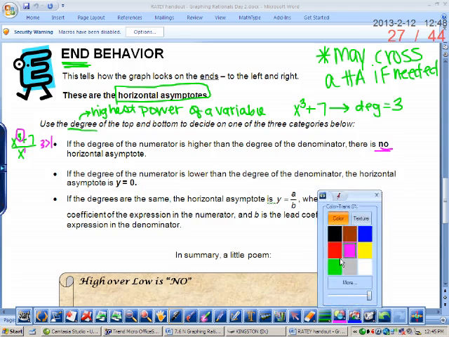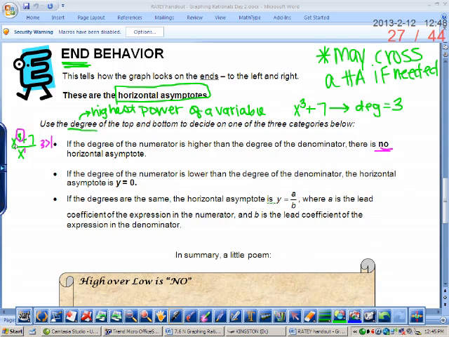Okay? If the degree of the numerator is less than the degree of the denominator, so if we had (x - 2) over (x² + 7), what's the degree of the numerator? 1. What's the degree of the denominator? 2. Now the numerator is less than the denominator. So that's the equation y equals 0 for your horizontal asymptote.